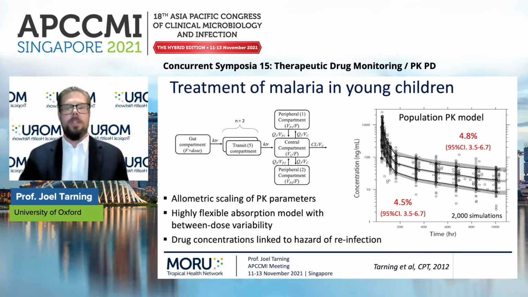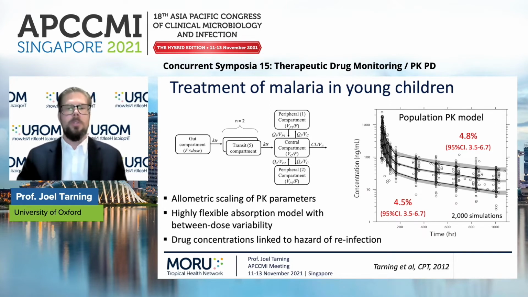These PK parameters were scaled allometrically with body weights, and drug concentrations were linked to the hazard of reinfection. The observed drug concentrations were very nicely described by this pharmacokinetic model, as you can see in this picture here. The shaded area are the model simulations, while the dots are the observed data. And the simulated data coincides very nicely with the observed data, which tells us that we have nice predictive properties of this pharmacokinetic model.